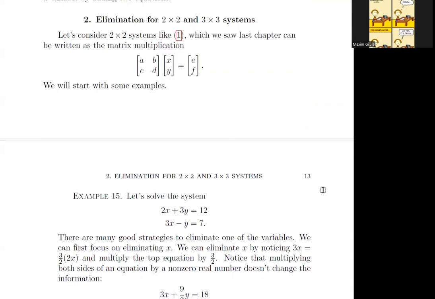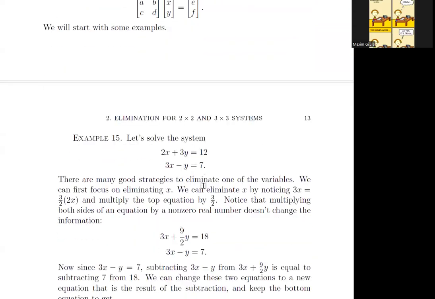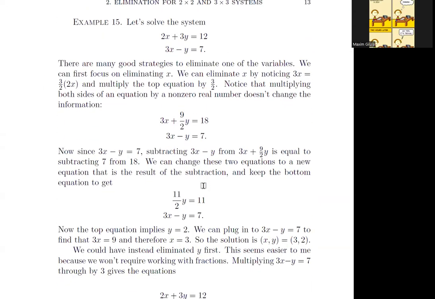So now let's talk about 2 by 2 systems, so two equations and two unknowns. We saw last chapter, this can be written as a matrix multiplication. So we're going to talk about this later. Right now, we'll just start with examples and how you might solve them with just algebra you learn in school instead of linear algebra. So let's start with this one: 2x plus 3y is 12, and 3x minus y is 7.